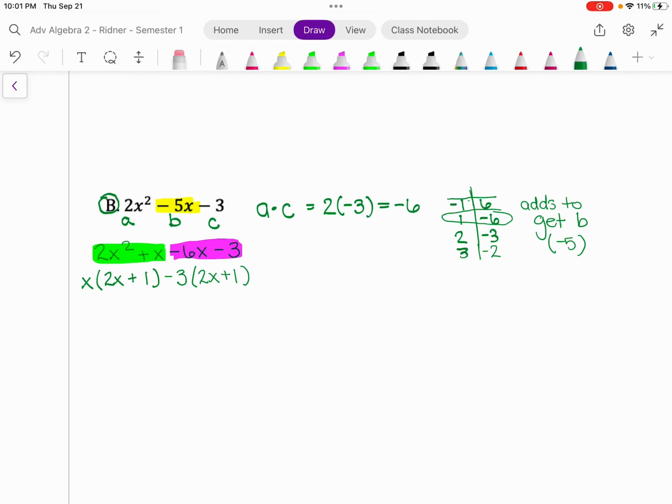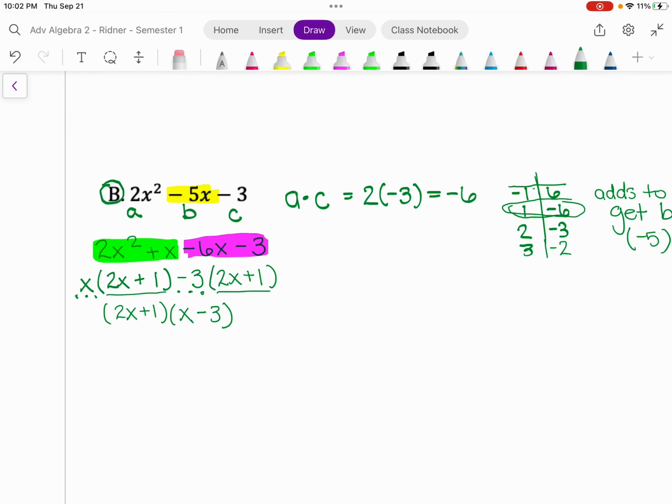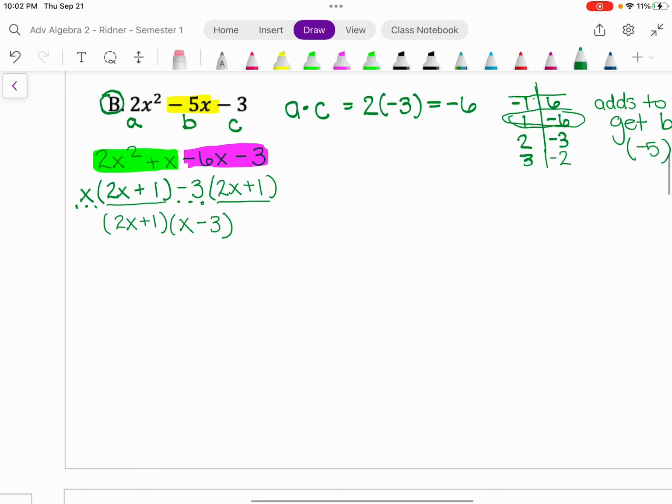If you do this correctly and you have chosen the right terms over here, these should match. So what's in the parentheses should match, and that is one of your factors. The other factor is what I call the leftovers. So x minus 3. So we have successfully factored this one. If we wanted to check our answer, we would just multiply that back out using box method or whatever you would like, just to make sure that you do in fact get 2x squared minus 5x minus 3.